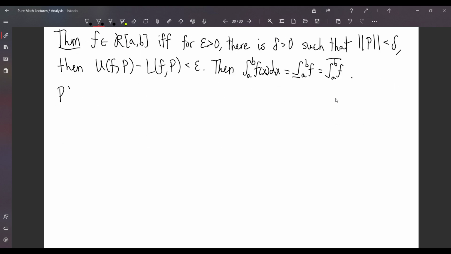Okay, so we're just going to spend the rest of the time proving this. We're actually going to start in the opposite direction because it's shorter. So we're going to start with, if this criterion is satisfied, then f is Riemann integrable.